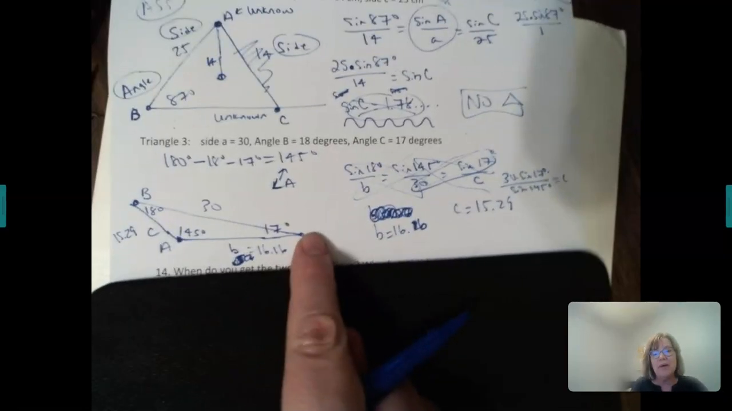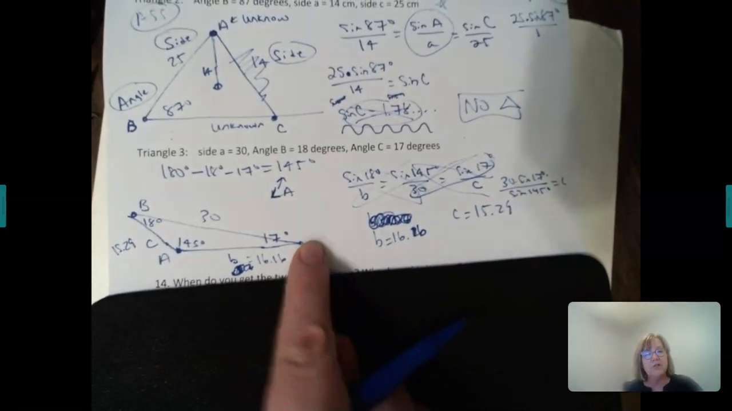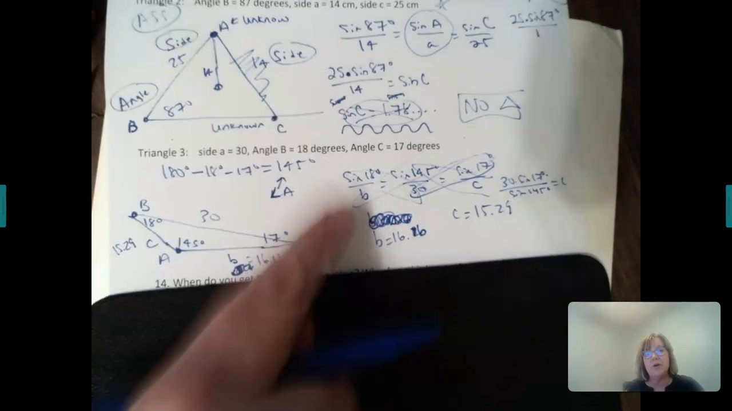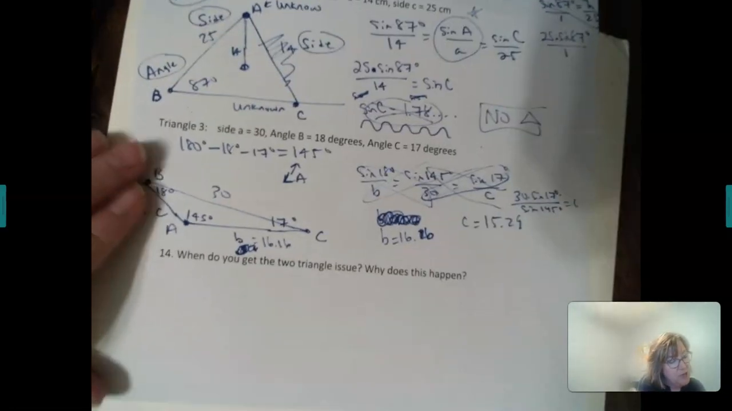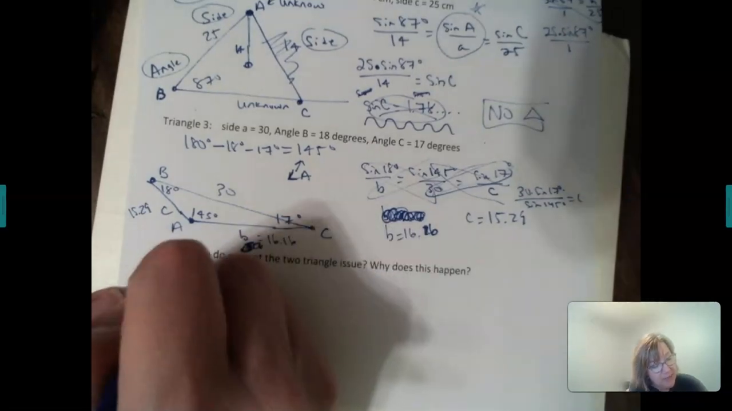The only time you have to worry about no triangle, one triangle, or two is with the bad word. So if you don't have the bad word, you're good to go. All right. When do you get the two triangles issue? Okay, it's the bad word.